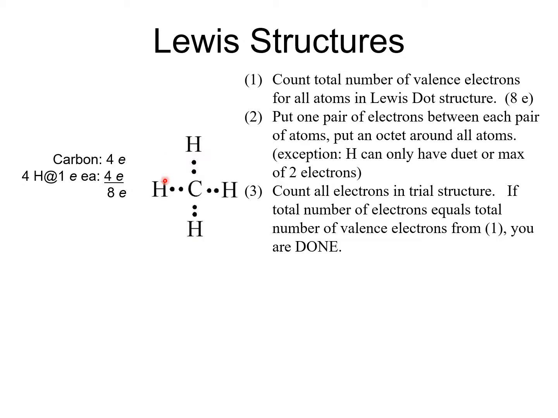So we look at this trial structure, we count up the number of electrons. You got 1, 2, 3, 4, 5, 6, 7, 8. We've got 8 electrons, we are done.